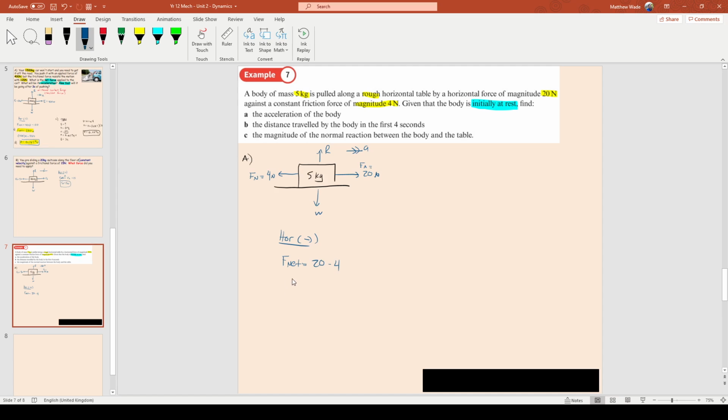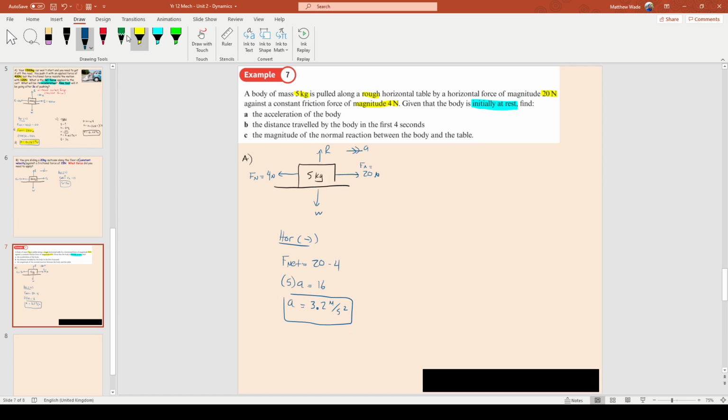What's F net equal to? Well, MA. Do I know what M is? Well, yeah, 5. Do I know what A is? Nope, it's what I'm after. 20 take 4 is 16. So A, my buddies, is just 16 divided by 5, which is 3.2, which I should have been able to do mentally. But that's okay. 3.2 meters per second squared. Boosh, as your first answer.